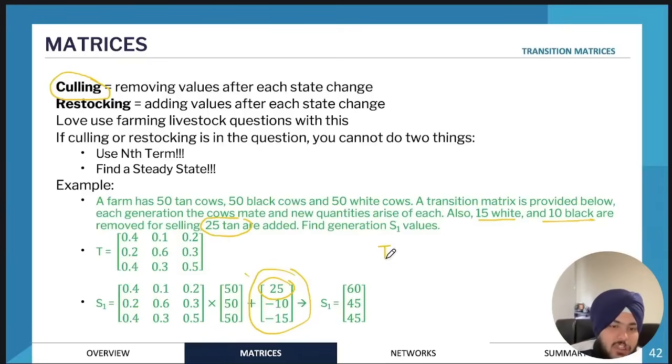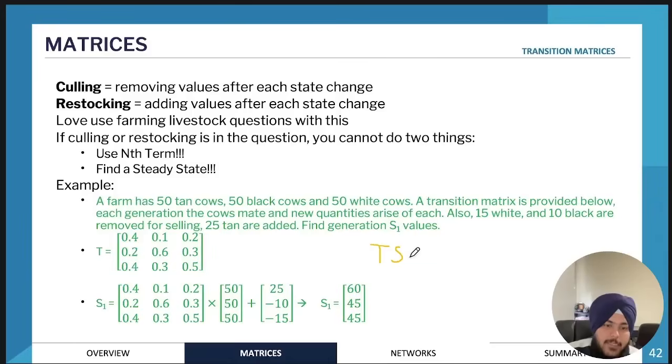So we have the transition matrix. We would have the S0 matrix or the SN matrix. And the important thing to note for this is, similar to financial maths, if you have something like this, you cannot use the nth term rules. You can't use T to the power of n. You'll have to use the recurrence relations.